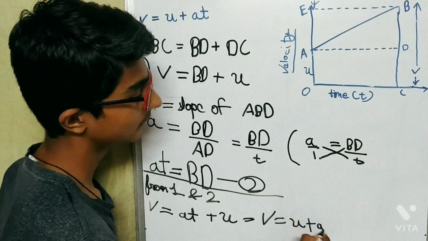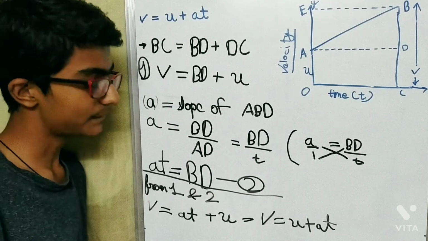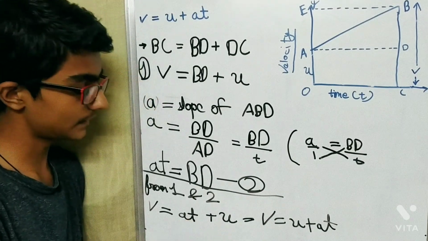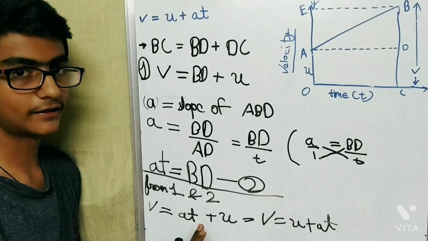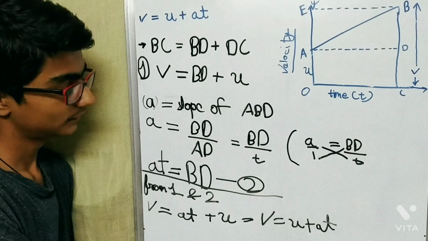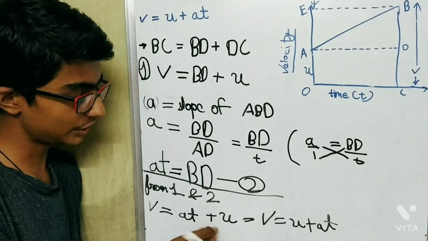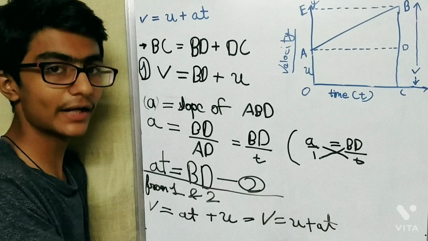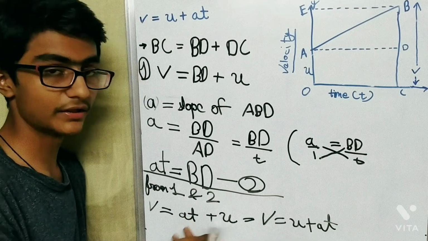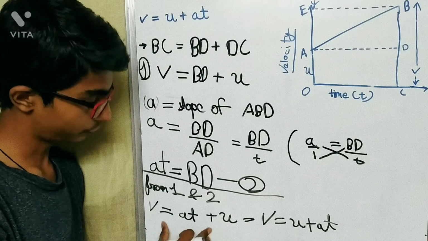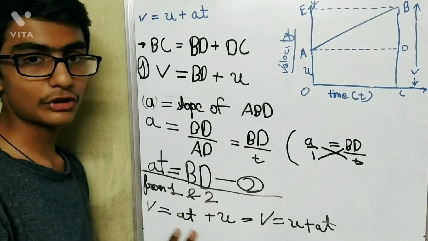u plus at. Why did we change it? We already know from the basic standards that, let's say at is 4 and u is 4, then 4 plus 4 is 8 and 4 plus 4 is 8. Nothing is going to change. So if the sign is positive, then you can swap them. But if the sign is negative, then you cannot swap. Here the sign is positive, so we swap. So this is how to derive the equation.